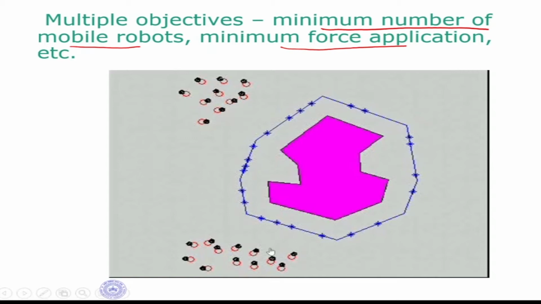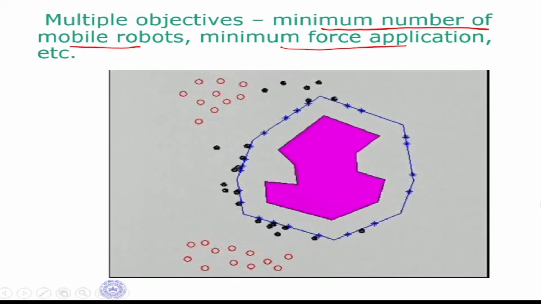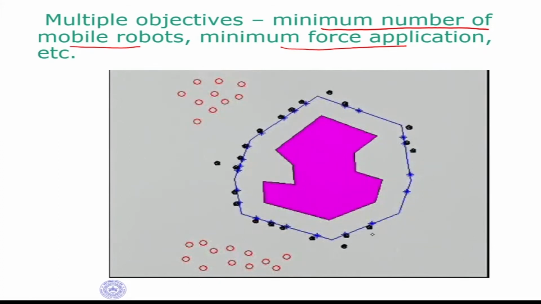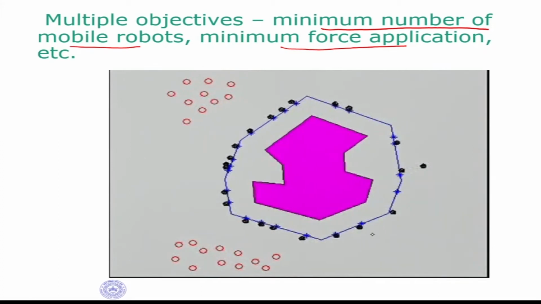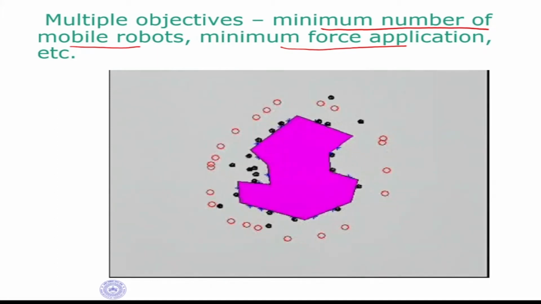Let's look at this video. You can see that the object is moving and the robots are going and positioning themselves on the expanded boundary, the blue line. Once all of them put themselves on the boundary, they try to capture the object. Because this is a moving object, otherwise the robots will get hit.